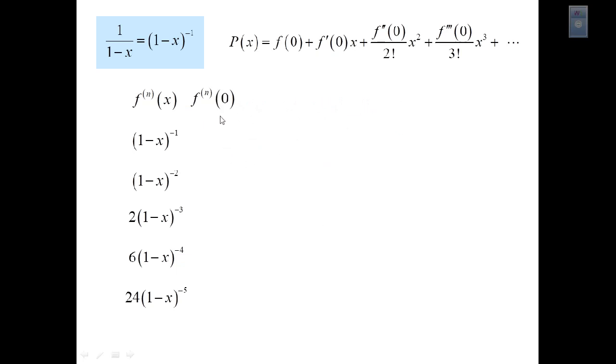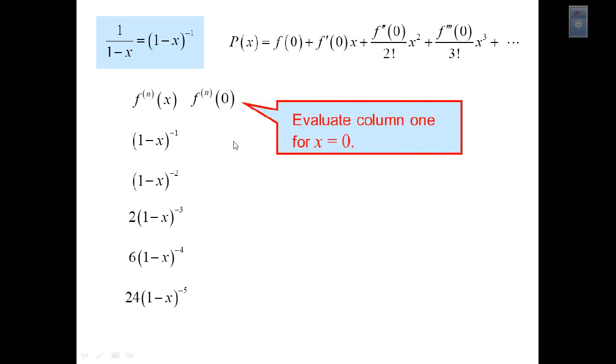All right, and then we want to evaluate each one of these derivatives when x equals 0. So we have 1 minus 0 to the negative 1, that's going to give me 1. 1 minus 0 on the bottom squared is still going to give me 1. 1 minus 0 raised to the third power on the bottom with a 2 on the top is going to give me 2. So my denominator here is what's in the parentheses. It's going to move to the bottom. So that's going to be 1 each time here. So it's really easy to calculate.